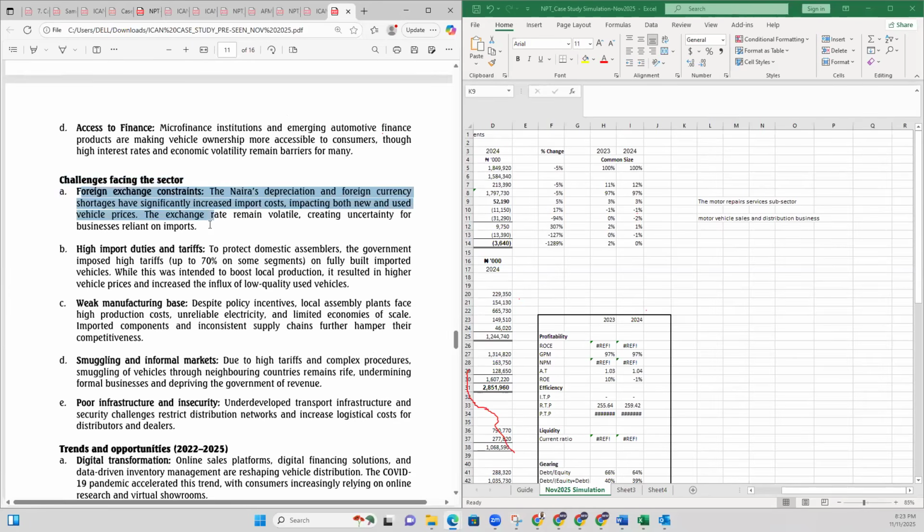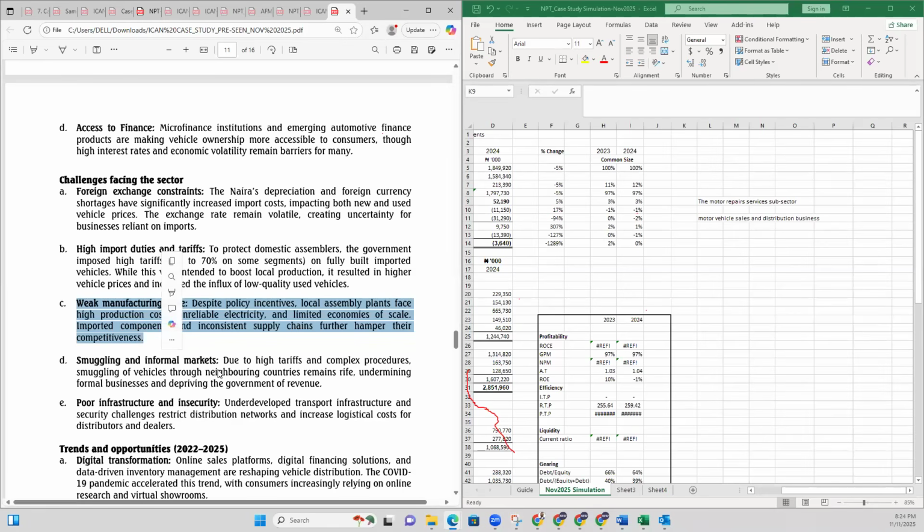Foreign exchange, because what is dominating that subsector is majorly imports. So it's normal for them to face FX issues. It's also normal for them to face import duties and tariffs, right? Weak manufacturing base, that's the same thing we are talking about. So it's only a few guys that assemble cars locally. So we still need to grow and do more. And that's one of the biggest problems.